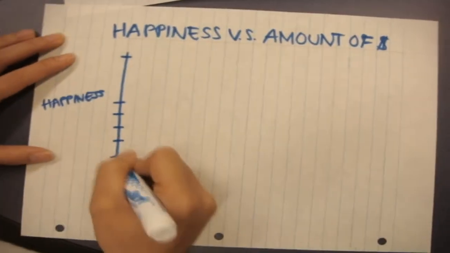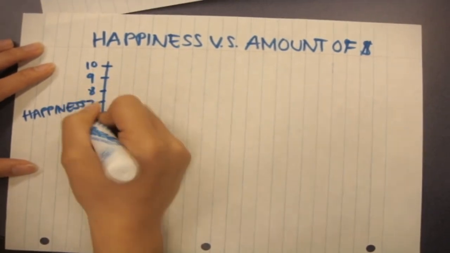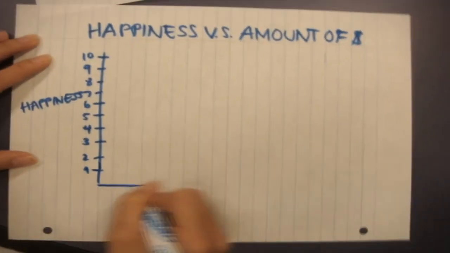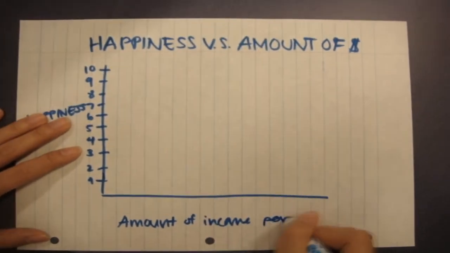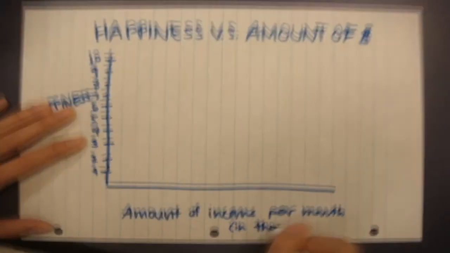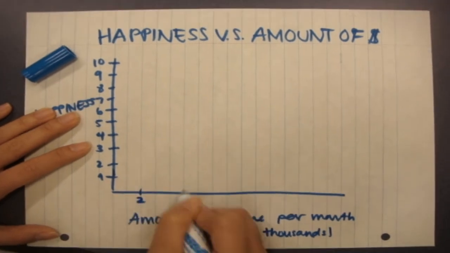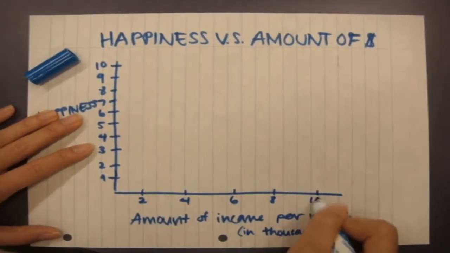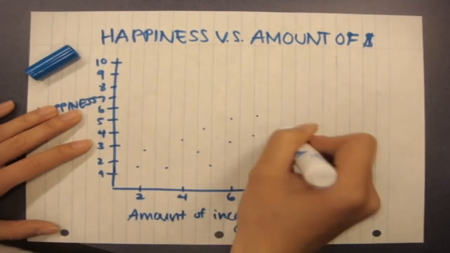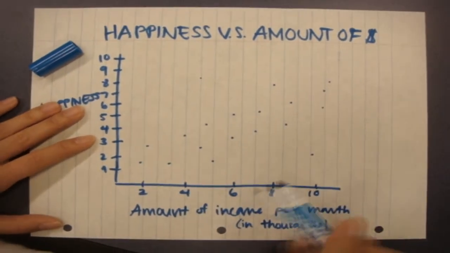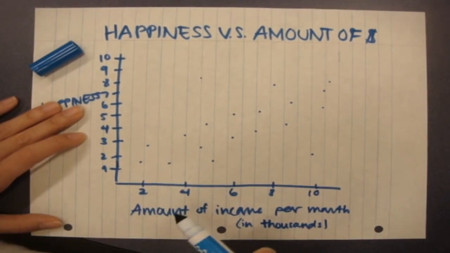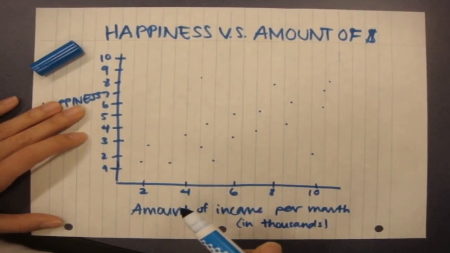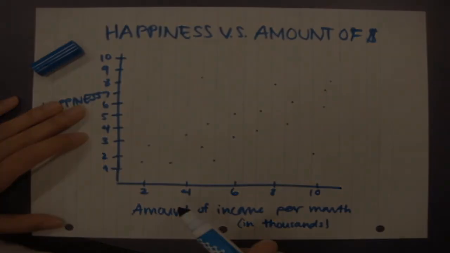In the scatter plot, we are interested in the strength of the relationship of happiness versus amount of money. The x-axis is amount of income per month in thousands, and the y-axis is the happiness on a scale of 1 through 10. As you can see in this example, there is a positive association between happiness and amount of income, meaning as the amount of income increases, so does happiness. These imaginary people have a lot of money, very happy, but we can't establish causation between the two.